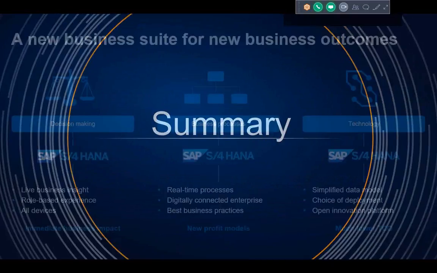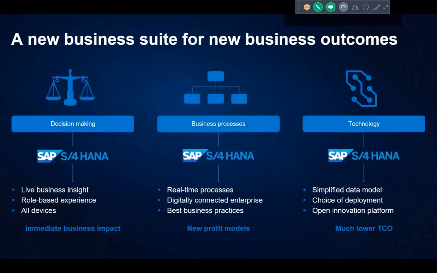Summary. A new business suite for new business outcome. From technology perspective, you're running on HANA. With simplified data model, we talked about how the data footprint gets reduced. We talked about how a lot of these indexes and aggregates are not there. It's not just in-memory processing, it's more than that. Your choice of deployment is on premises and also in cloud, and it's an open platform, with much lower TCO.